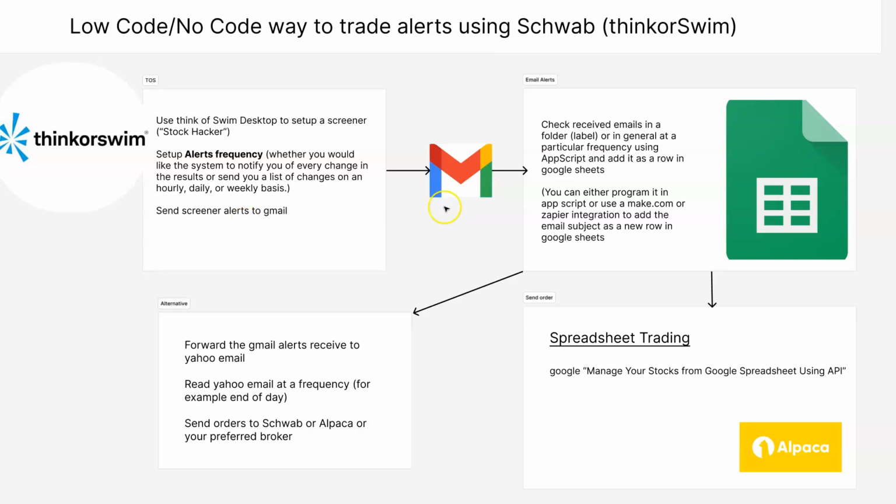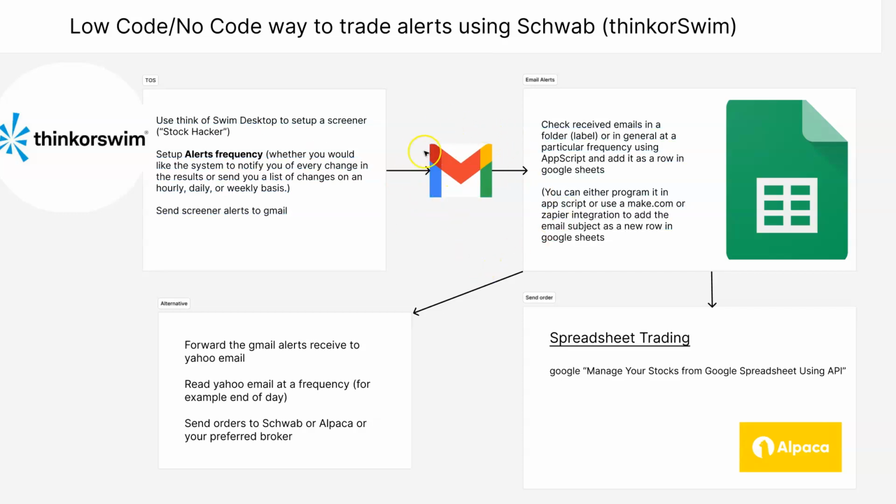So once you have these alerts, the main thing is in the subject line of the alert. For example, Google stock has been added or Apple stock has been added. They will just send you the symbol to this specific screener. Again, go check the article for Stock Hacker. Just Google Stock Hacker ThinkorSwim.